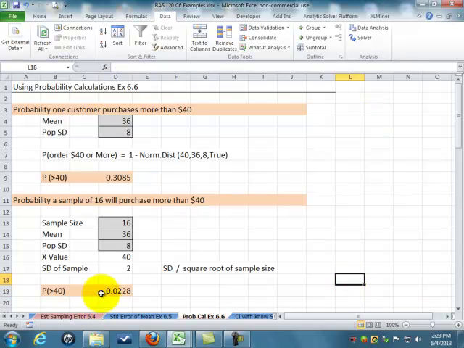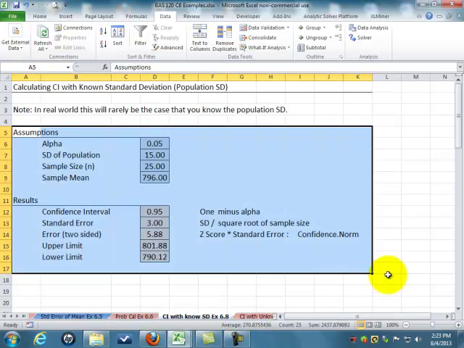Since our standard deviation has shrunk, look what happens. The probability of one person purchasing over 40 was over 30%. The probability of getting a sample of 16 that averages over $40 of spending is down around 2%. So sample size is very powerful in our ability to bring meaning to the probability and the statistics.